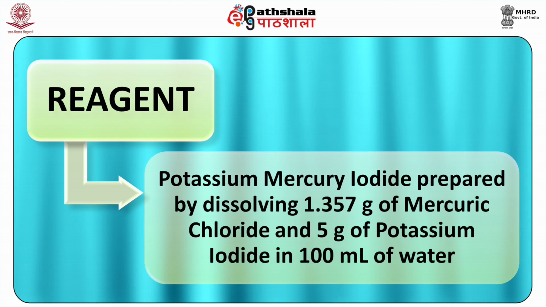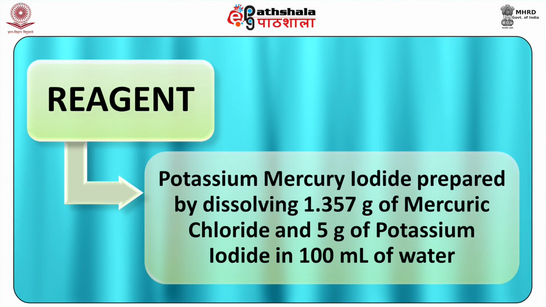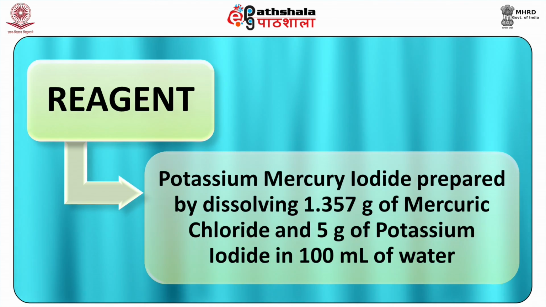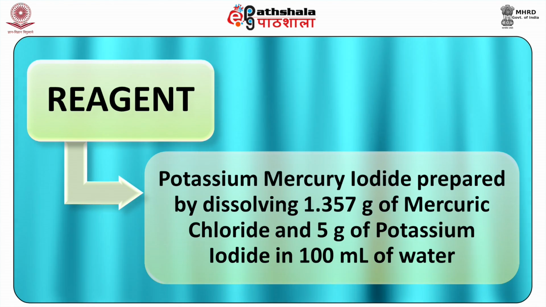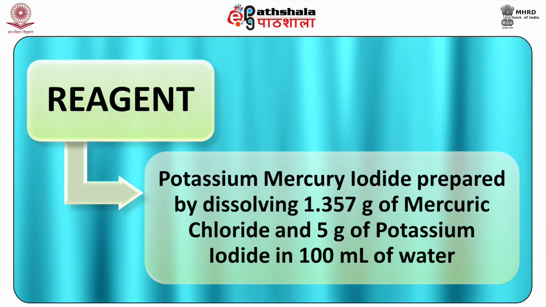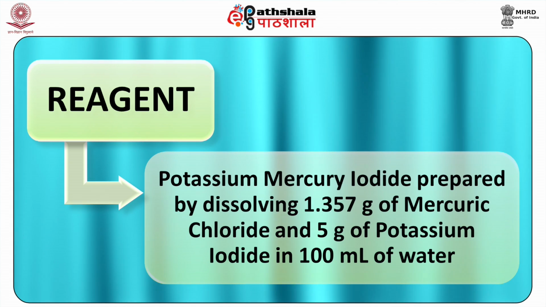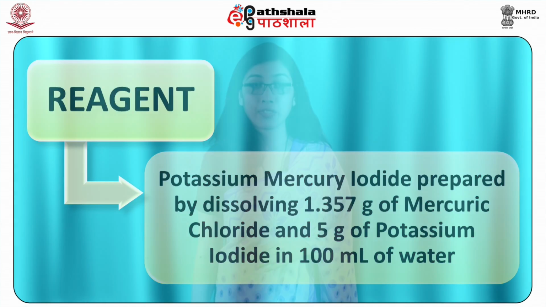Preparation of reagent: potassium mercuric iodide is prepared by dissolving 1.357 grams of mercuric chloride and 5 grams of potassium iodide in 100 ml of water. This test is performed for the detection of nicotine. The dried residue of the extract is acidified with acetic acid, followed by addition of 2 drops of reagent. A white or yellowish precipitate is obtained.